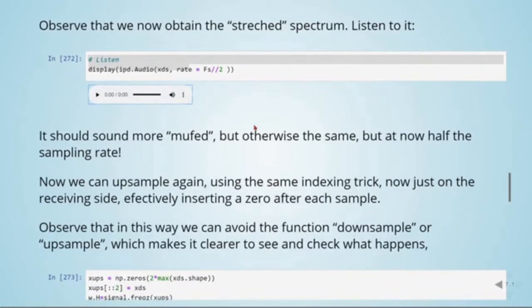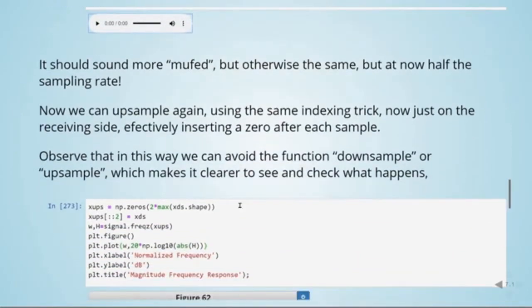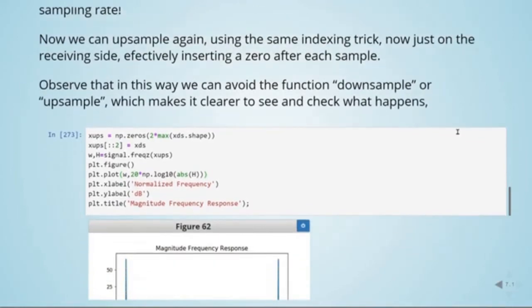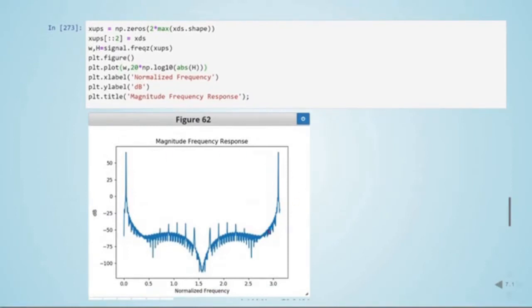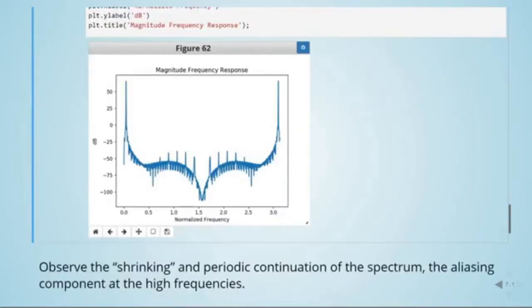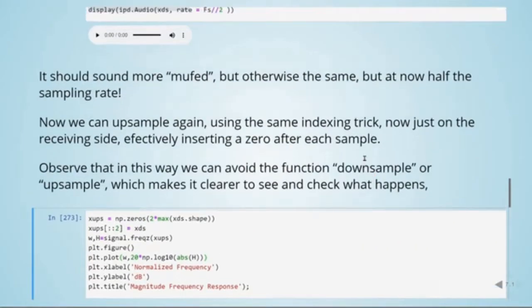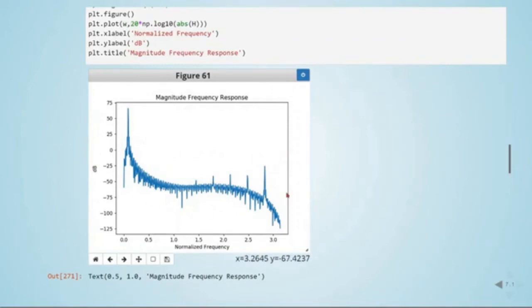If we want to upsample it again, we can use this indexing trick, and now on the receiving side we are effectively inserting a 0 after each sample. Observe that in this way we can avoid the downsample or upsample functions, which makes it clear to see and check what happens. Here we have the upsampled version of our signal, and now we have the shrinking and periodic continuation of the spectrum. So we have these aliasing components at high frequencies. This was the low pass version, downsampled.